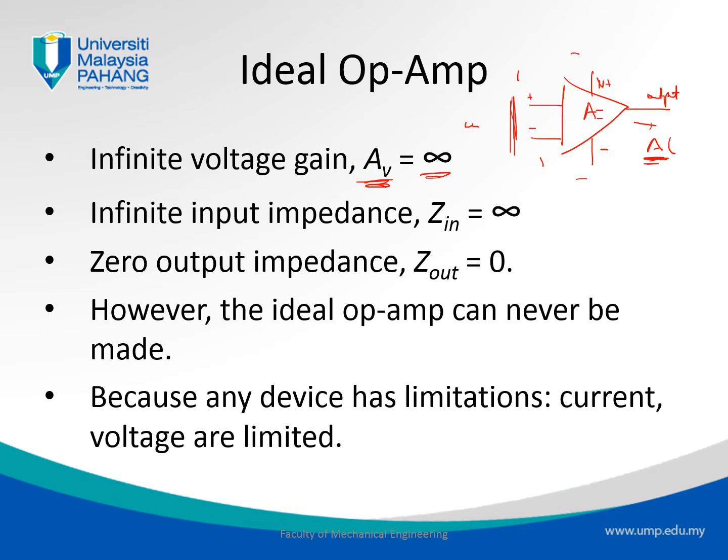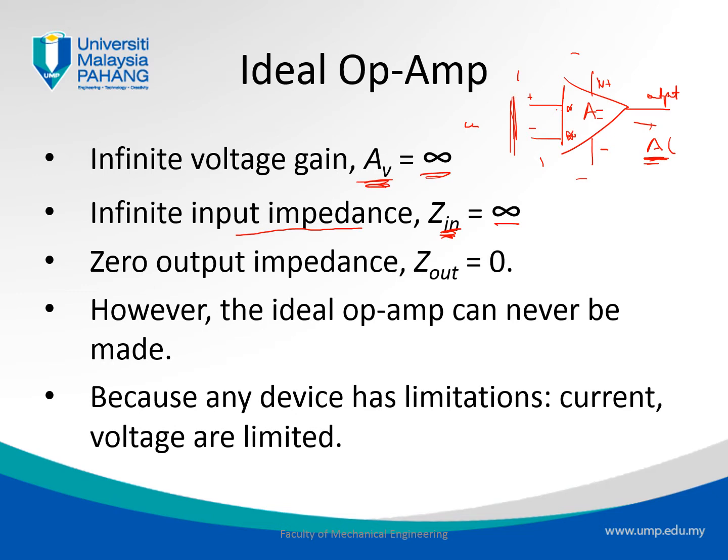Another one is what we call the input impedance, Z in. In terms of DC, we can call it input resistance. It will be the same thing. Input impedance equals infinity. So where is input impedance? Input impedance is basically the resistance or the impedance at the input of the operational amplifier, and the input here is infinity.